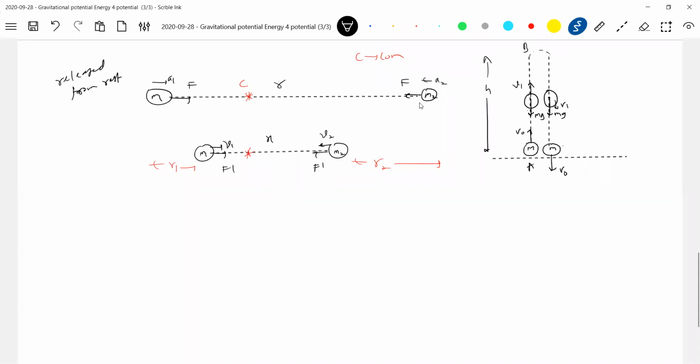What is the net work done? The work done to move from A to B, you write minus mgh. Any reason for that? Because the weight is acting opposite to displacement. Then the work done to move from B to A is mg into h. Net work done by gravity is zero. So the net work done by a conservative force in a closed path will be 0.